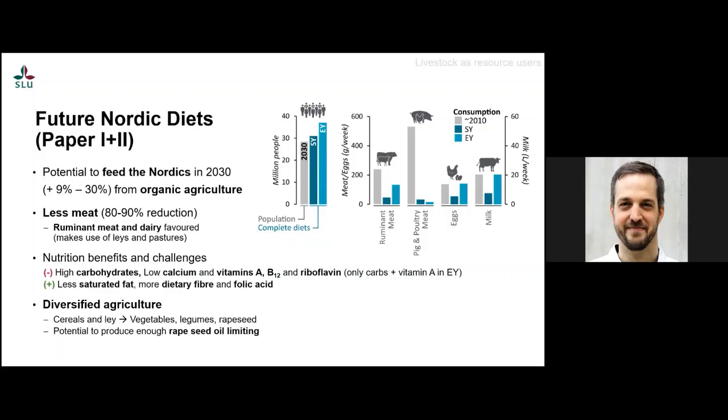So in order to not cultivate rapeseed too frequently, which can cause problems with buildup of soil pathogens, more ley cultivation or other crops would need to be included in the crop rotations. So producing enough fat was a limiting factor in these scenarios.